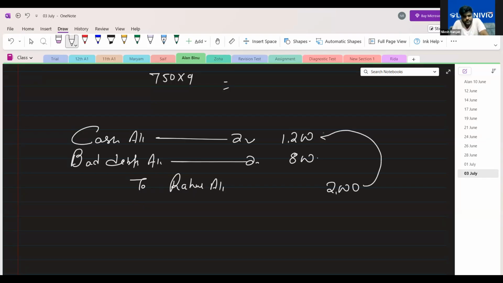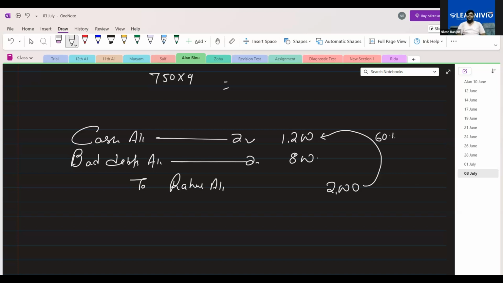Sir, how did he get 1,200? 2,000 into 60 by 100. Because in a rupee there are 100 paise. So if it is 60 paise in 100 paise, it means 60%. So 60 by 100. If it's 40 paise, it's 40%. Okay.